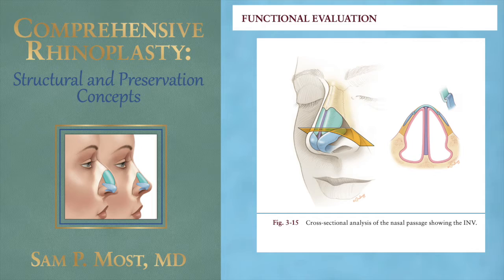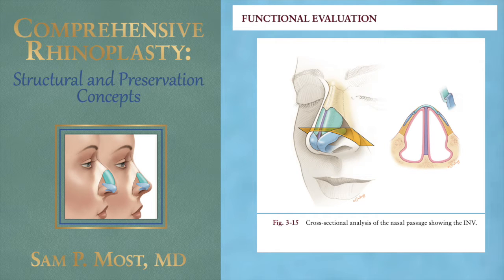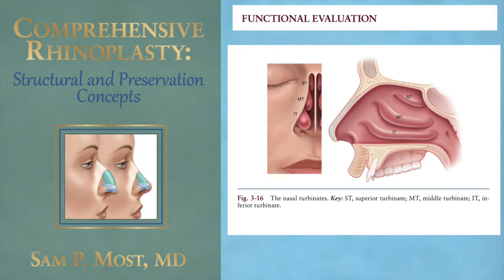This is a diagram showing the internal valve angle, which is formed by the septum and the upper lateral cartilage and the anterior portion of the inferior turbinate as well. These are the turbinates, which you should know very well if you're a rhinoplasty surgeon, and if you're a layperson who's watching this, these are those fleshy things on the inside of your nose, on the sides, that warm and humidify the air. You do need them. They should not be removed completely, but they can be reduced if done judiciously, and they are important structures to understand when you're doing a functional evaluation.